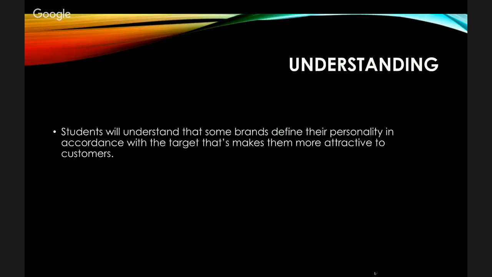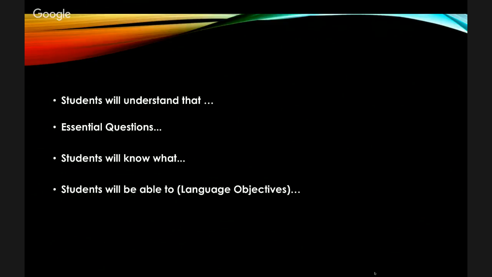So we tried to do another smart goal with the understanding, and this was: students will understand that some brands define their personality in accordance with the target, which makes them more attractive to the consumers. In the same line of the branding process, we need to be focused on the brand, on the anatomy of the brand. These are understandings.